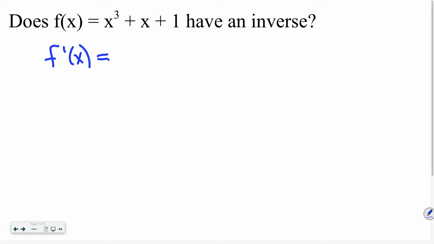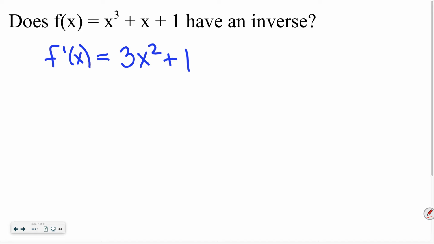Our derivative. Caitlin, what is it? 3x squared plus 1. Okay, so we need to determine, is this derivative always positive? Is this derivative always negative? Or neither one of those? 5 seconds, turn to your neighbor. All right, 5 seconds are up.